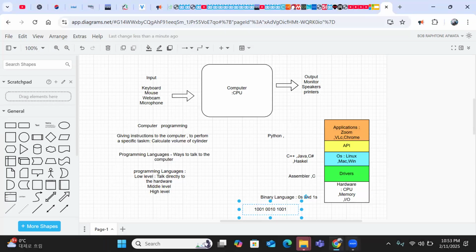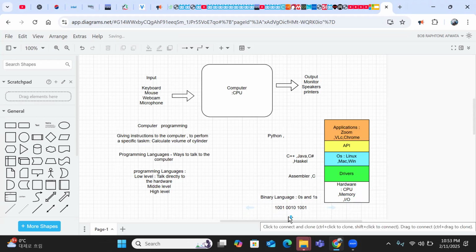Okay, I was charging. So how the computer understands is 1, 0, 0, 0, 0, 1. That is how the computer understands whatever you are writing.